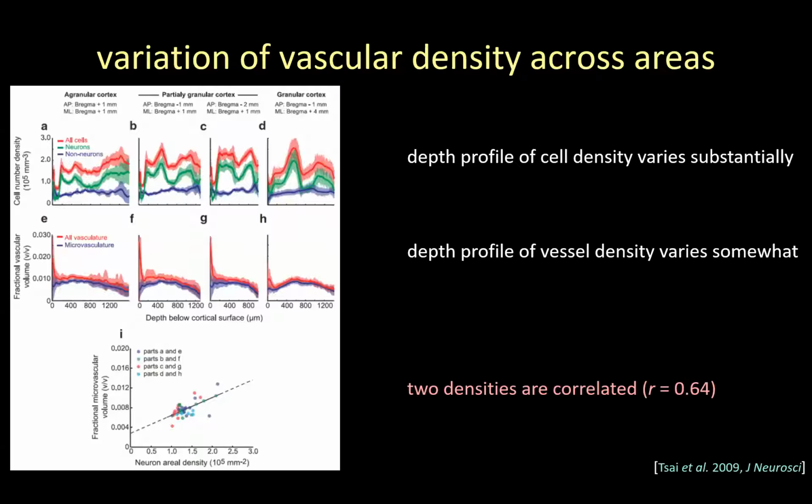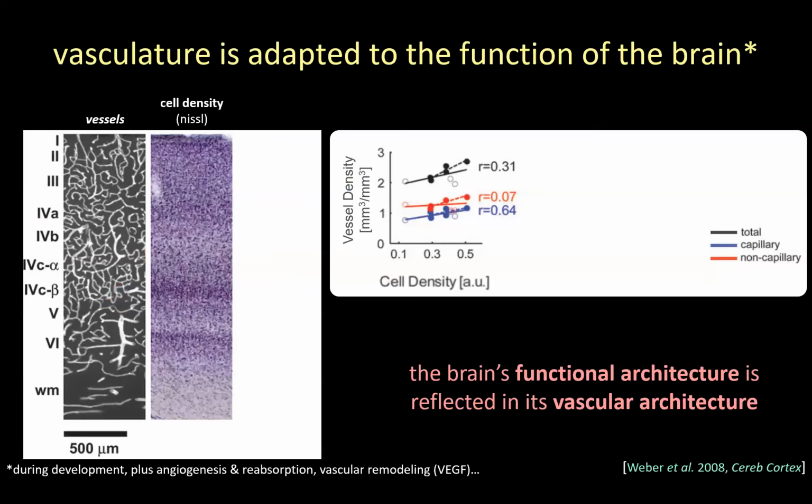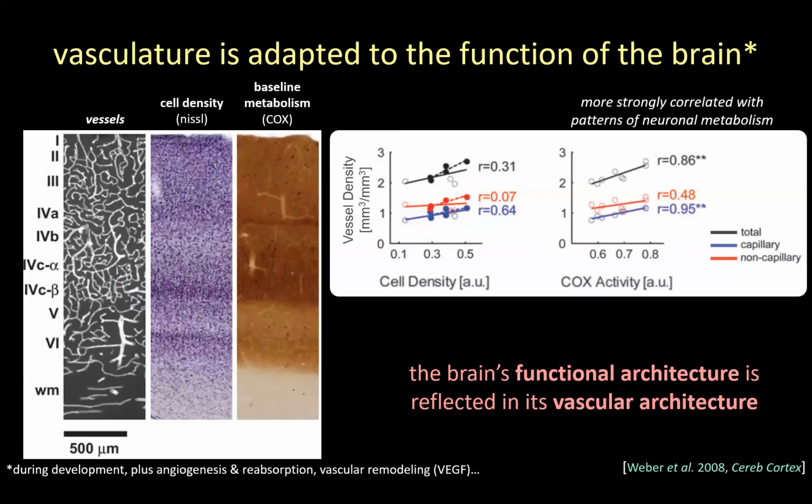Now, this is in mouse. I think other work in macaque did something similar. Again, looking at the correlation between vessel density and cell density, a pretty similar correlation coefficient, actually, 0.64. But what's more interesting, and Josine also referred to this, there's an even stronger correlation between patterns of neuronal metabolism as inferred from cytochrome oxidase and vascular density, a correlation of 0.95.